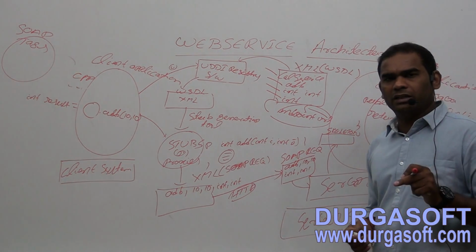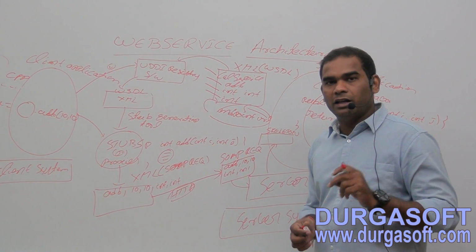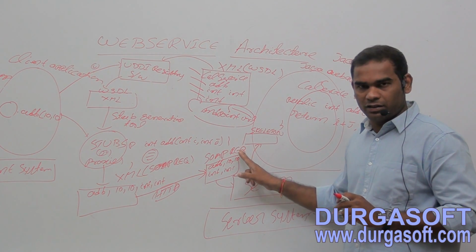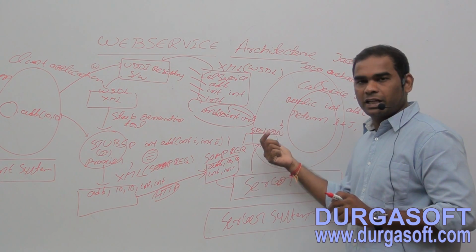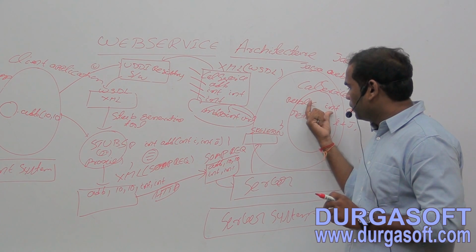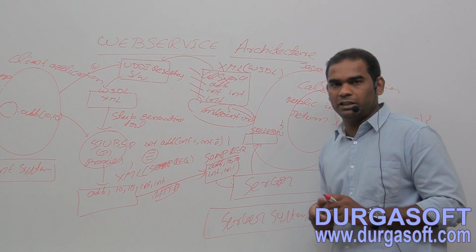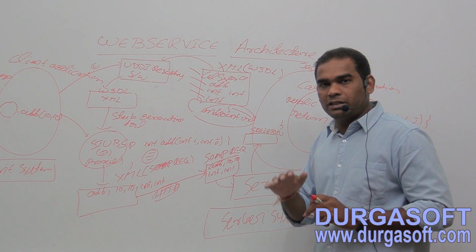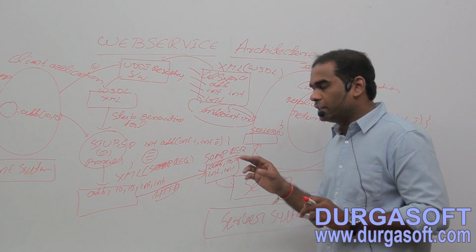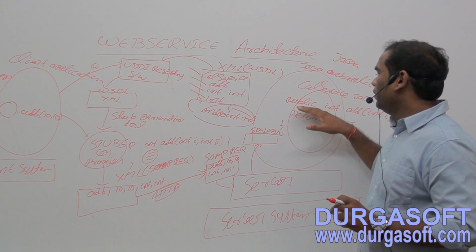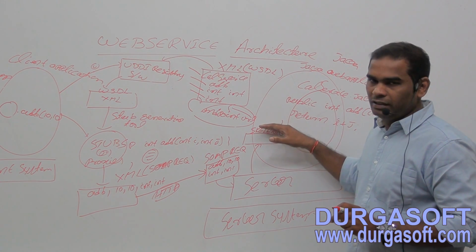Skeleton is a predefined class. If the service class is Java, the skeleton is a Java class. If it is C#, the skeleton is a C# class. If it is C++, the skeleton is a C++ class. This class depends on the service class. In our case, our service class is Java, so the skeleton is Java.